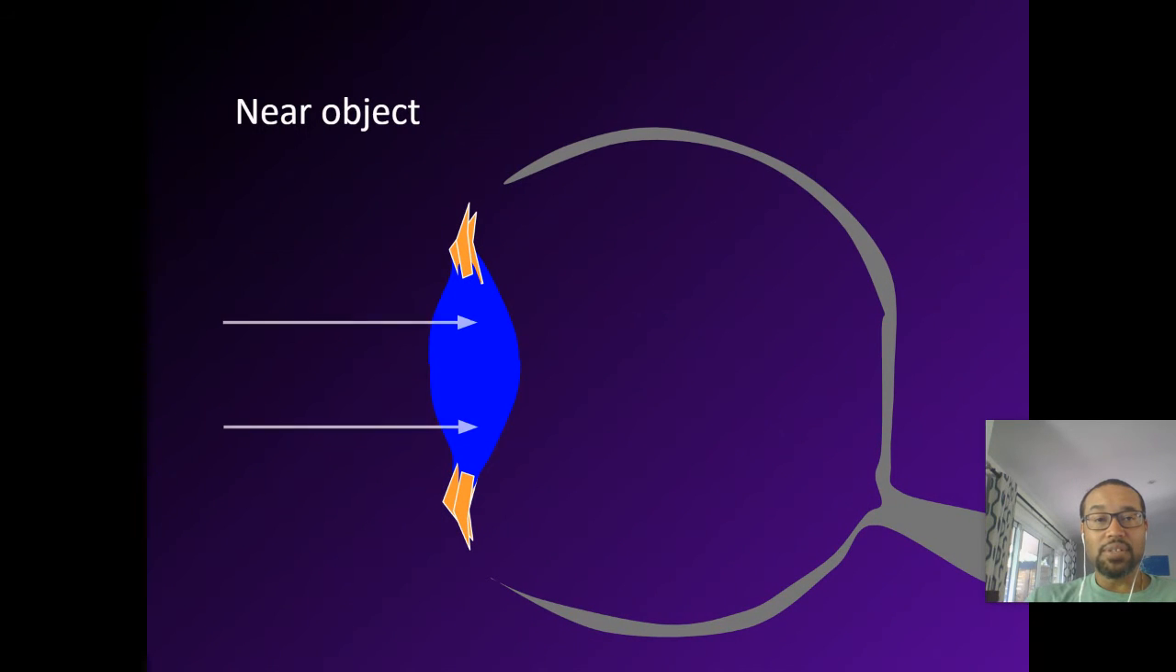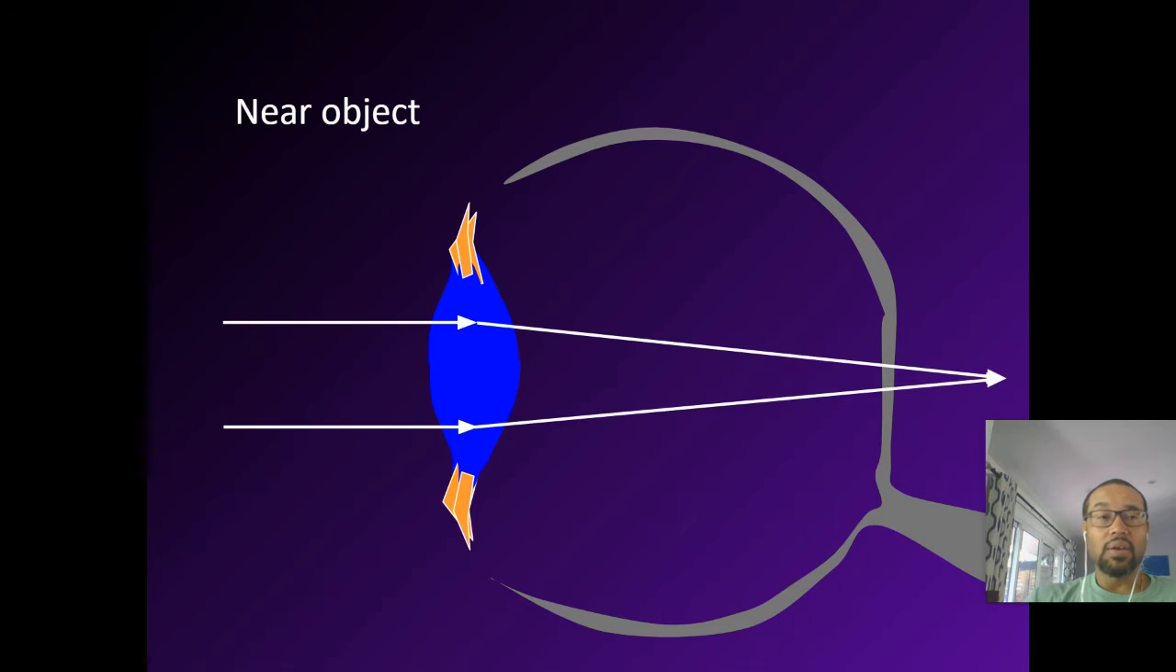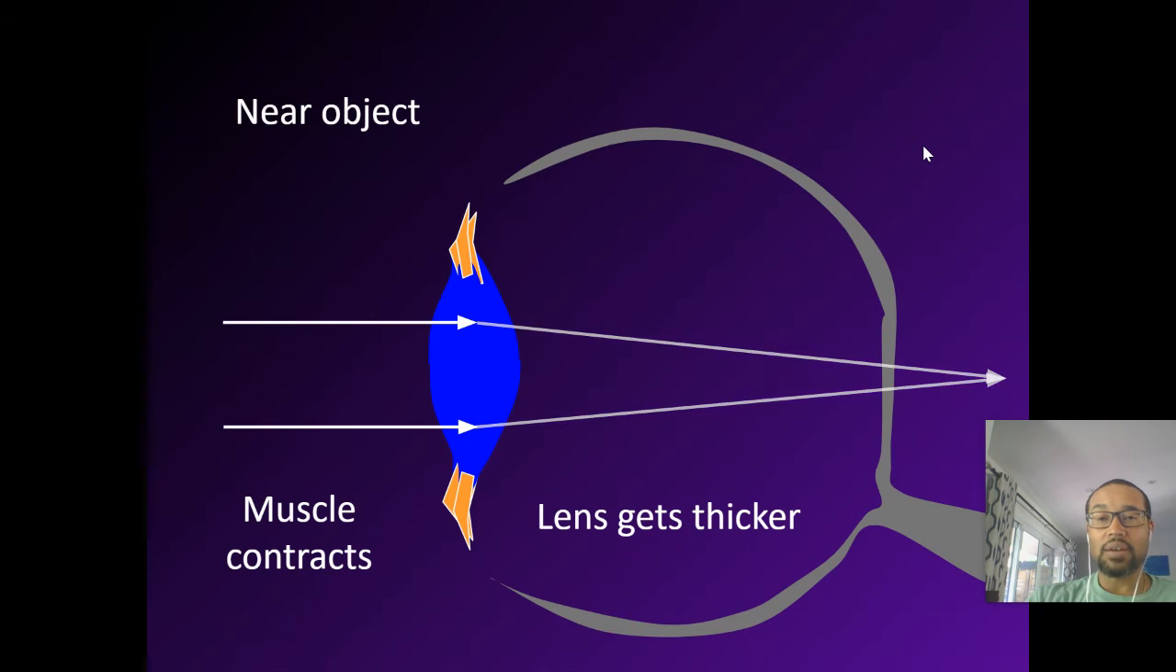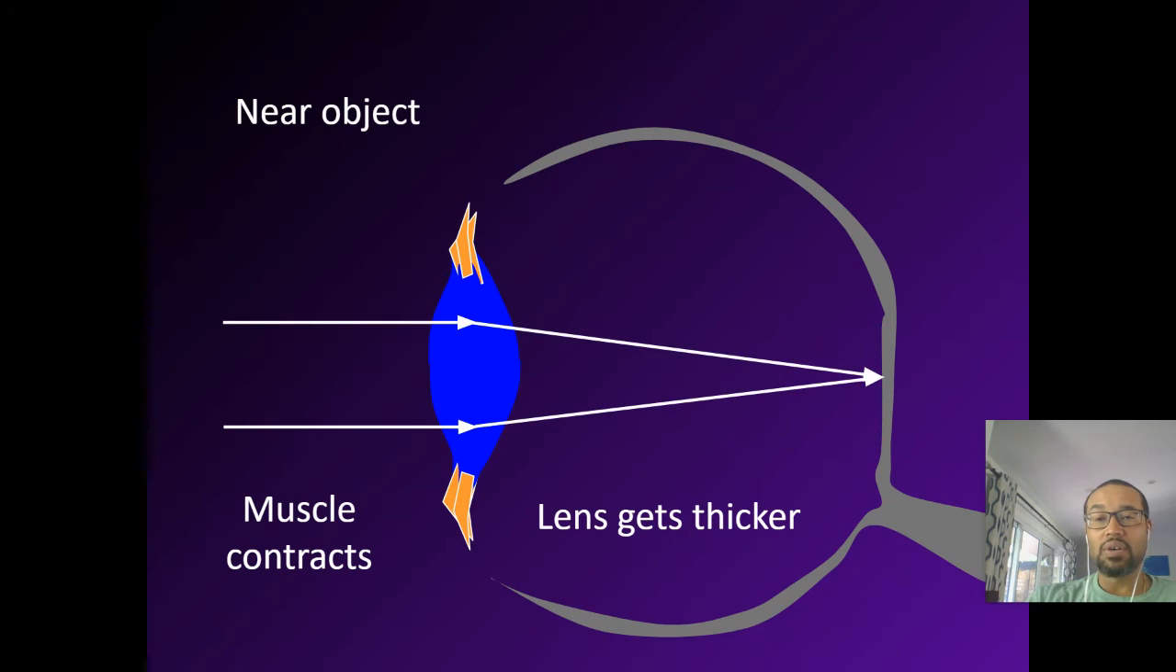The opposite happens when we're looking at an object far away, the lens is thinner, the muscles are relaxed, and then we want to check something out. We want to read a book or your phone or something like that. Well, those muscles will have to contract and make the lens thicker so that that image will now focus right on the retina where it should.